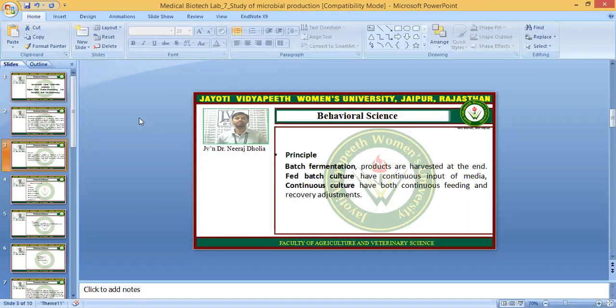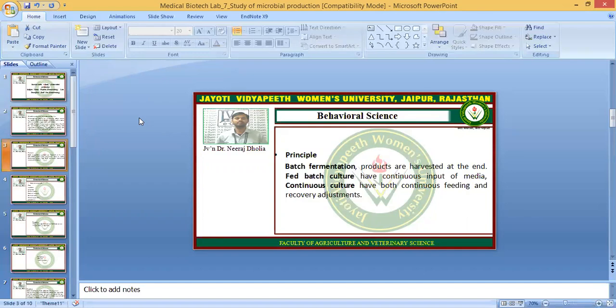Batch means we collect the product in batches. Batches means the final products are harvested at the end of the process, which means in between you cannot disturb the fermentation process. And in the fed batch culture, you can add fresh media in between the fermentation process. That is the fed batch culture.